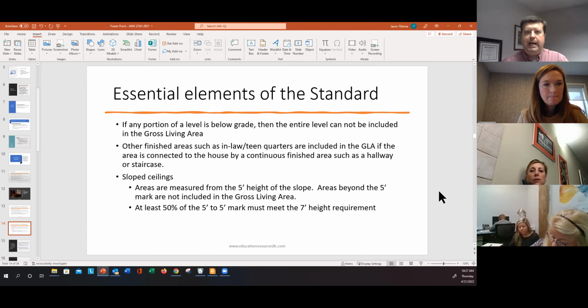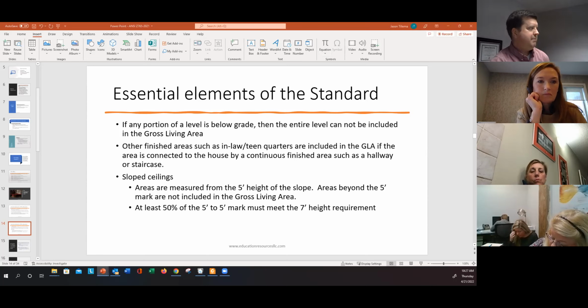So having said that, when I look at a bi-level or a tri-level, it usually shows that there's no basement and all of that area is in the GLA, or the gross living area. Per the ANSI standard, any portion of a level that's below grade, and that below grade area could be a foot, if 1 foot of it is below grade, then it cannot be included in the square footage. I want to show you real quickly an example of this.